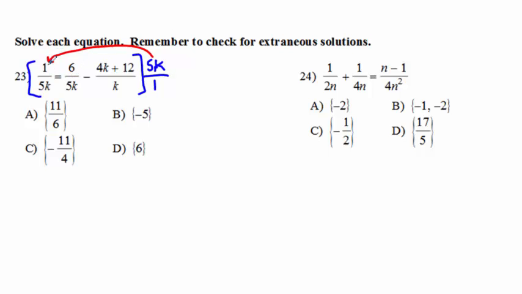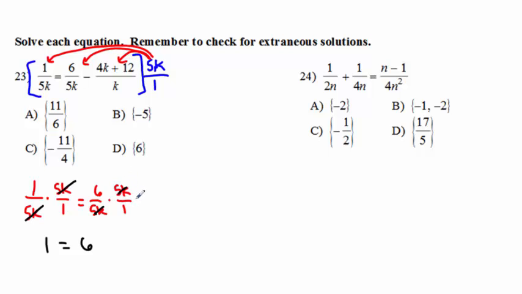And when I multiply, I'm going to have things cancel out. Like 1 over 5k times 5k over 1. Well, everything cancels out here, and it leaves us with 1. Because when everything cancels out, we still have something, so we have to put 1. Then I'm going to distribute to the next thing, 6 over 5k times 5k over 1. Well, my 5k's cancel out again. This time, though, I have 6 over 1. So this is going to equal 6.